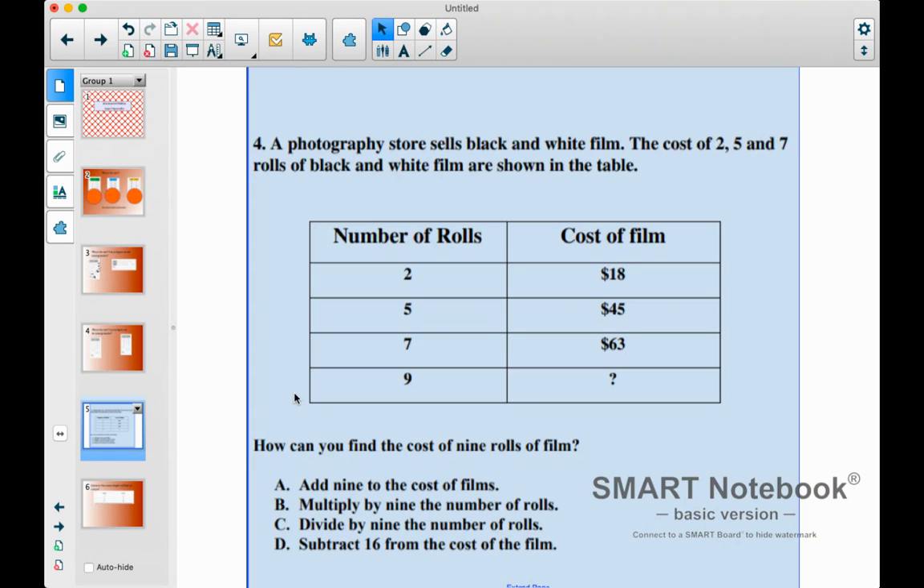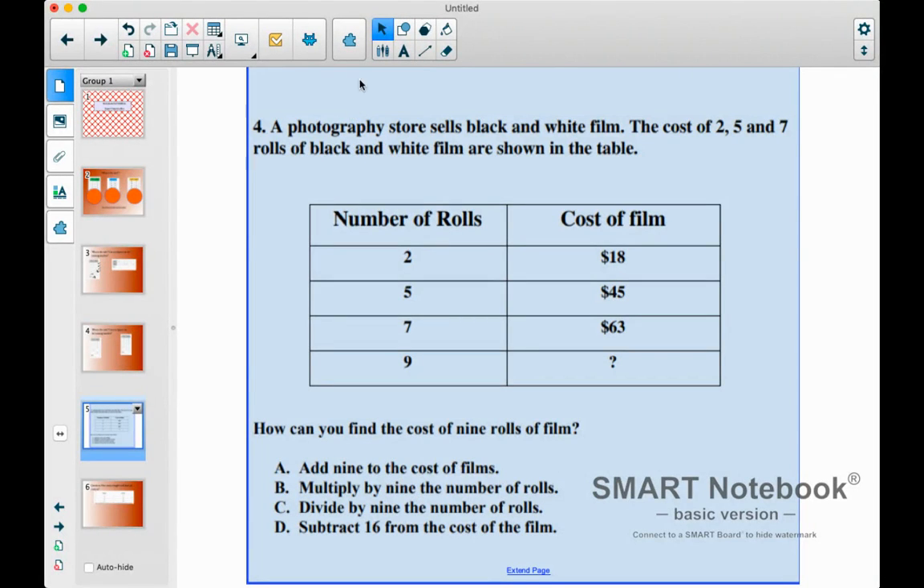Now, just as a little intro into multiple choice questions with these types of problems, let's take a look at this question. It says a photography store sells black and white film. The cost of 2, 5, and 7 rolls of black and white film are shown on the table. How can you find the cost of 9 rolls of film? So we have multiple choice items here that we have to do process of elimination to figure out the rule, to figure out how we would figure out what the total cost of film for 9 rolls is.